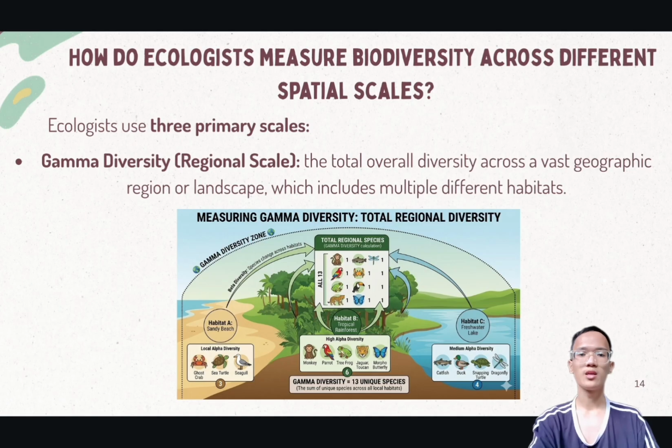Lastly, is the gamma diversity, or the regional scale. It is the total overall diversity across a vast geographic region or landscape, which includes multiple different habitats. It also encompasses both alpha and beta diversity.